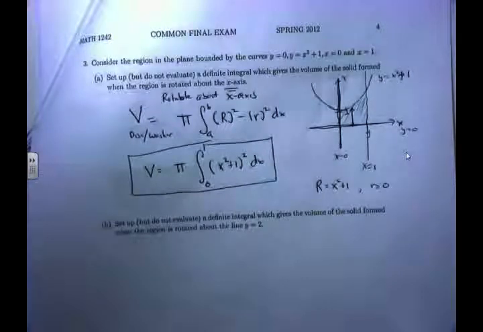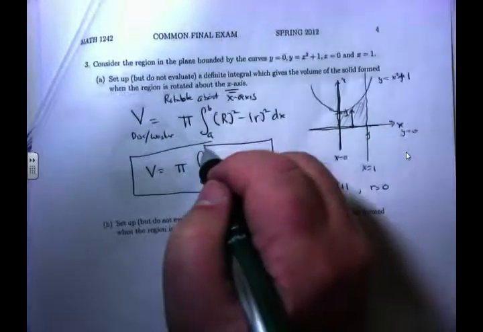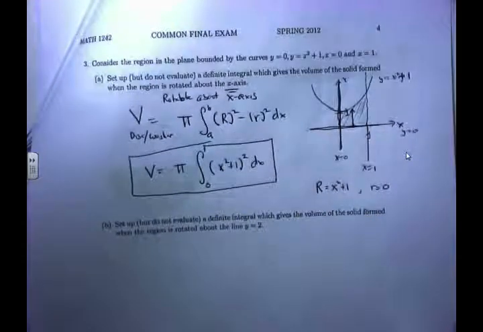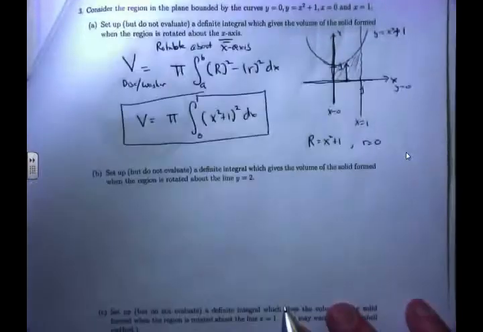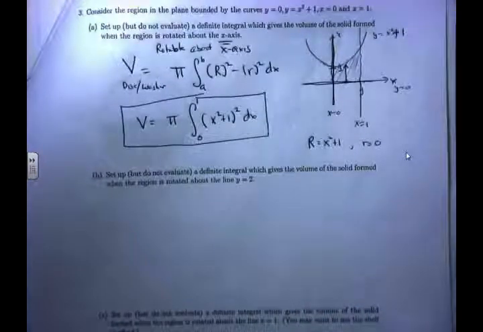So let's say you screwed this problem up. However, on this particular problem, if you wrote down the disk washer formula, you'd probably get 1 or 2 points out of the 3-point problem because that was the crux of it. So always show your work to get that partial credit. Always show your formulas. Well, let's take a look at the next problem then.